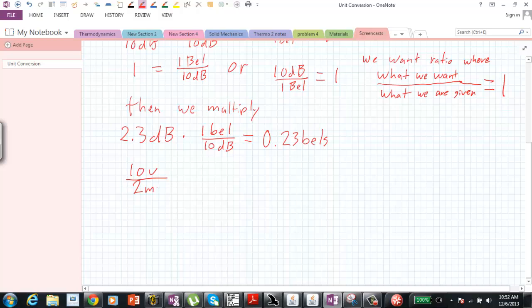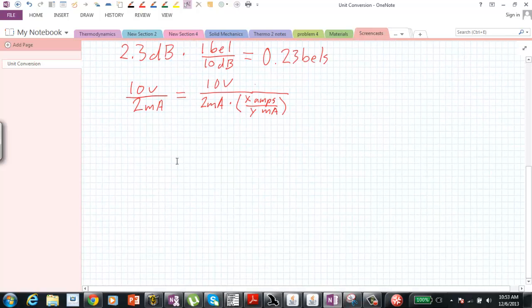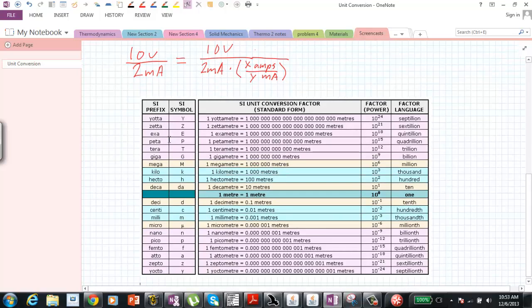So if we want to use an electrical example, if we're trying to find out 10 volts with 2 milliamps of current and we want to know what resistance that is, we're essentially dividing 10 volts by 2 milliamps times this conversion factor we have, which is X amps per Y milliamps. And we want this in amps because when we divide 1 volt by 1 amp, we're going to get 1 ohm. So we need to convert it to the most basic unit.